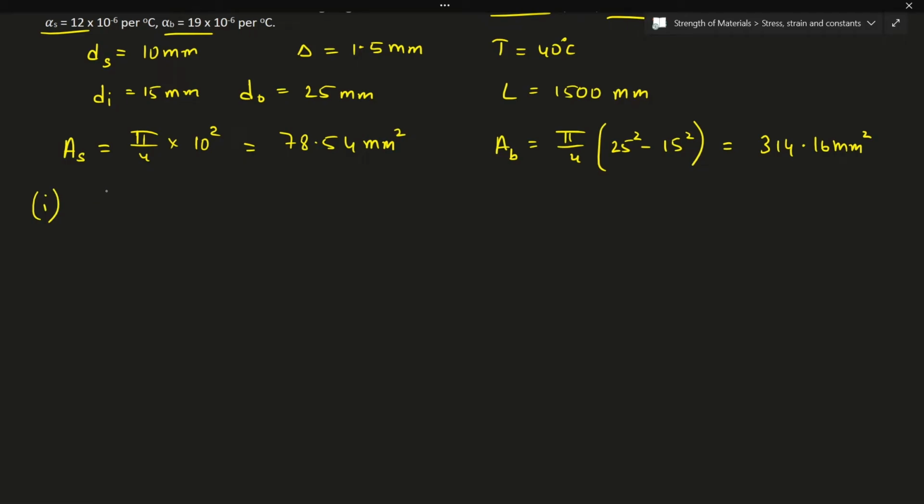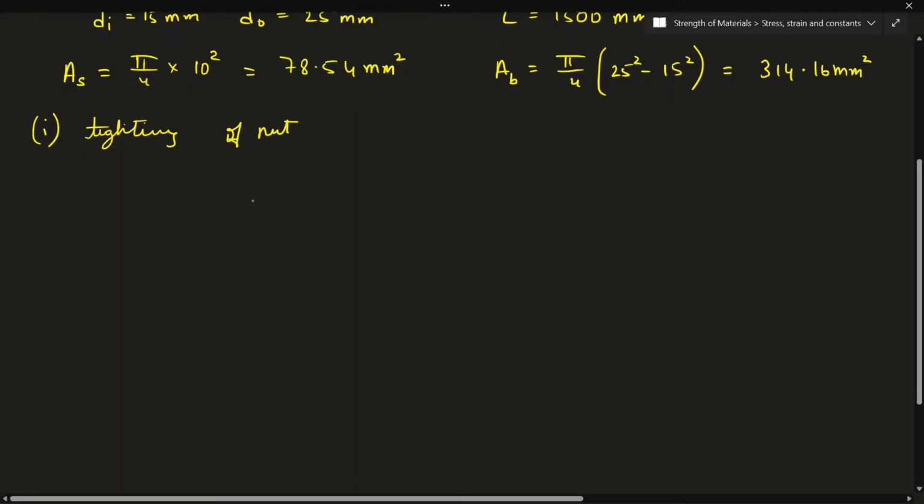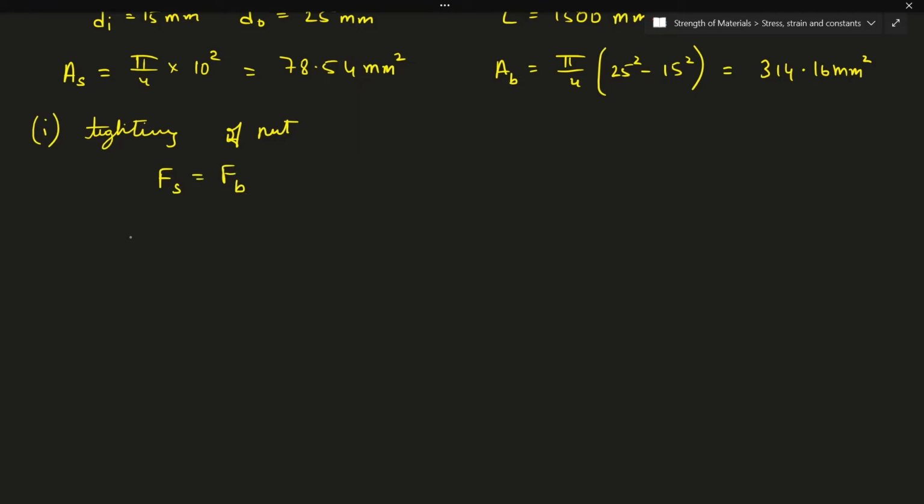Right, so now first case, I'm going to neglect the temperature. I'm only going to talk about the tightening of the nut. So what are the stresses experienced by this? First of all, I'm going to equate the forces between the steel and the brass. I'm going to have sigma S1 into AS is equal to sigma B1 into AB. Now if I substitute the values of AS and AB into this expression, I'm going to end up with sigma S1 is equal to 4 sigma B1, equation number 1.